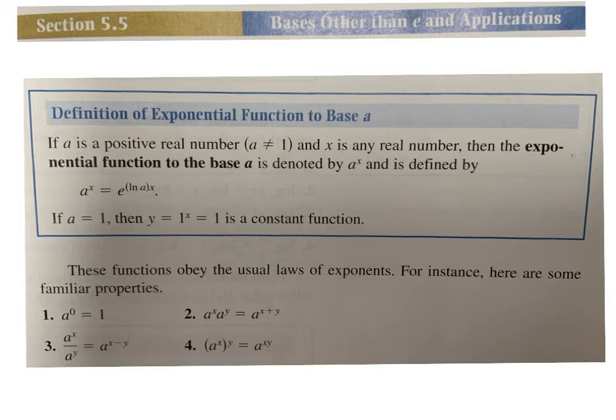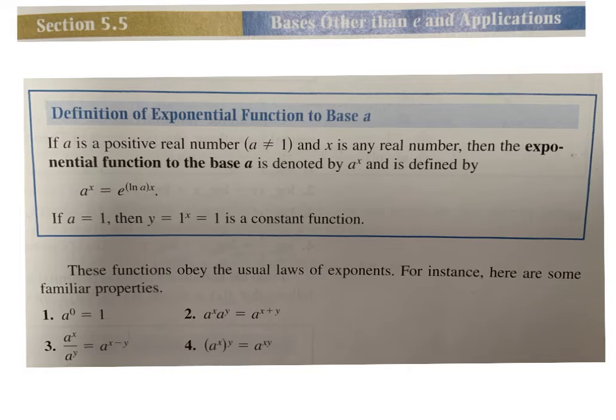All right, so the first thing they do is they define it for us here. If a is a positive real number, not equal to 1, and x is any real number, then the exponential function to the base a is denoted by a to the x and is defined by a to the x equals e to the ln a of x. All right. The reason this works out is because your e and your natural log cancel, and then you just have a to the x. So they write it that way because that's how the proof works.